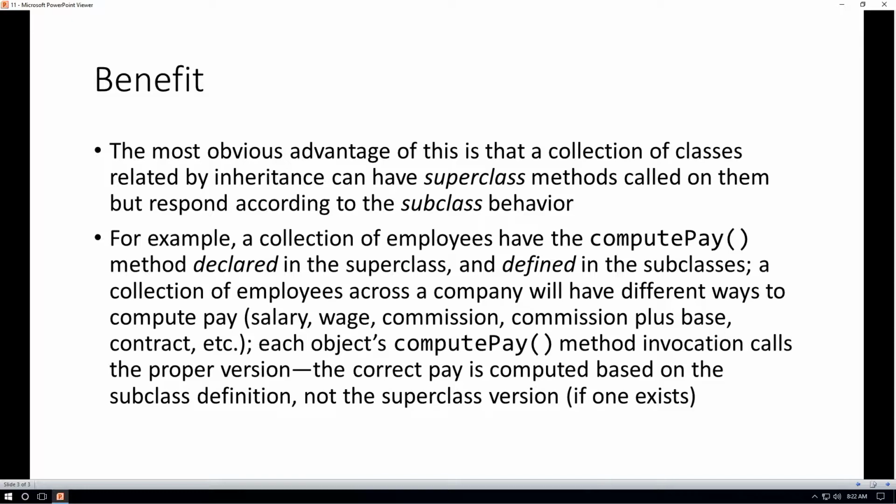A different example. Consider the Employee's computePay method. It's declared in the superclass, which means that every employee must be able to implement a computePay method to determine how they get paid. There are many different ways, for example, salary, wage, commission, etc. So for someone in accounting to know how to pay an individual employee, they would have to look up what kind of employee they are and then do a specific computation. That's what the subclassing with overridden methods does.